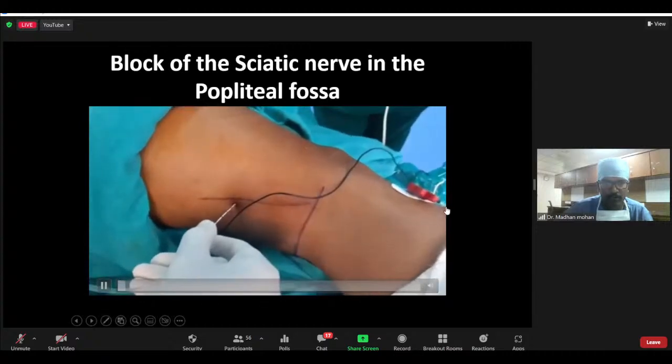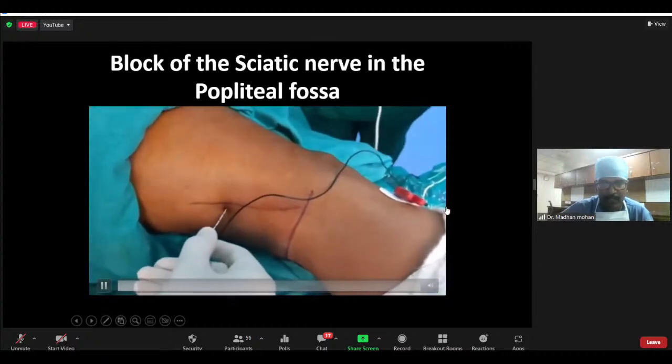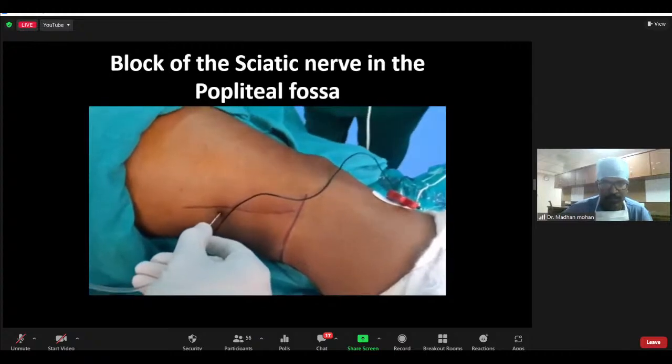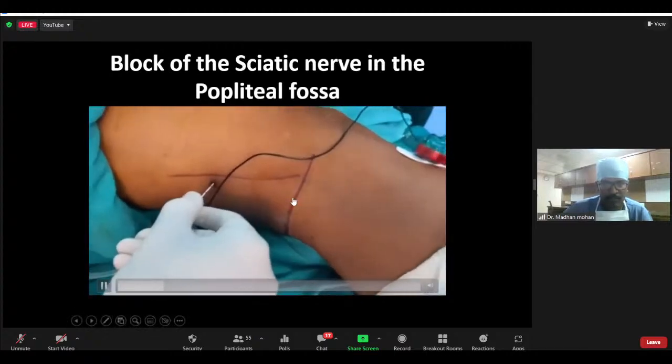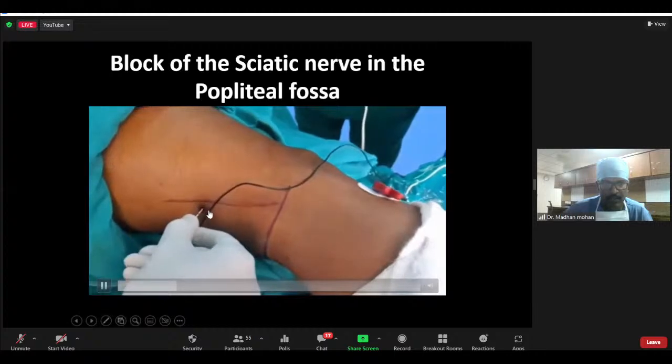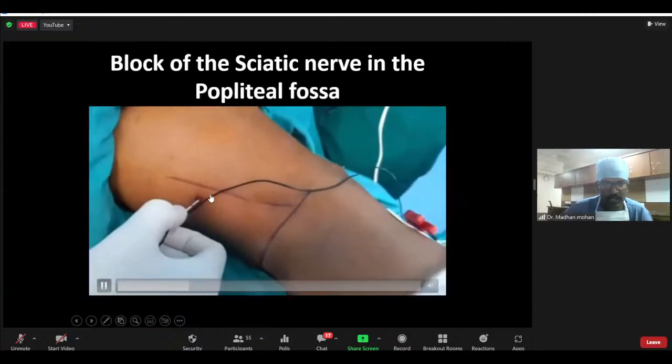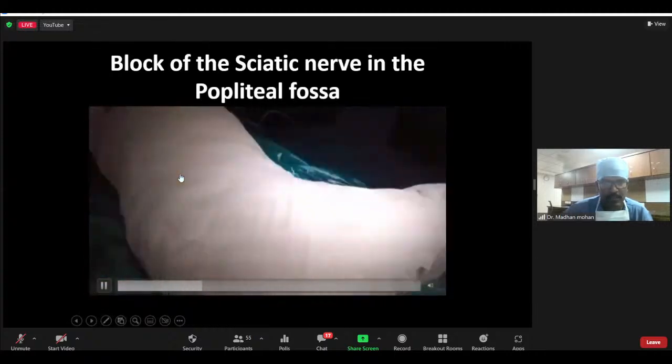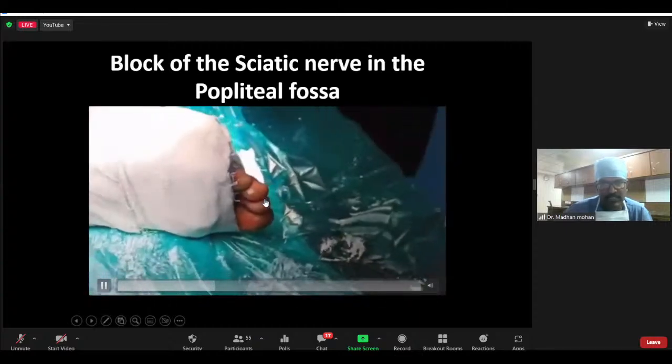This is a video of popliteal sciatic PNS guided block. The patient is in lateral position, and the landmarks are marked from the popliteal crease. This is the biceps femoris tendon. As I told, the nerve usually lies very close to the biceps femoris, and the needle is entered perpendicular, and you can see the plantar flexion here.